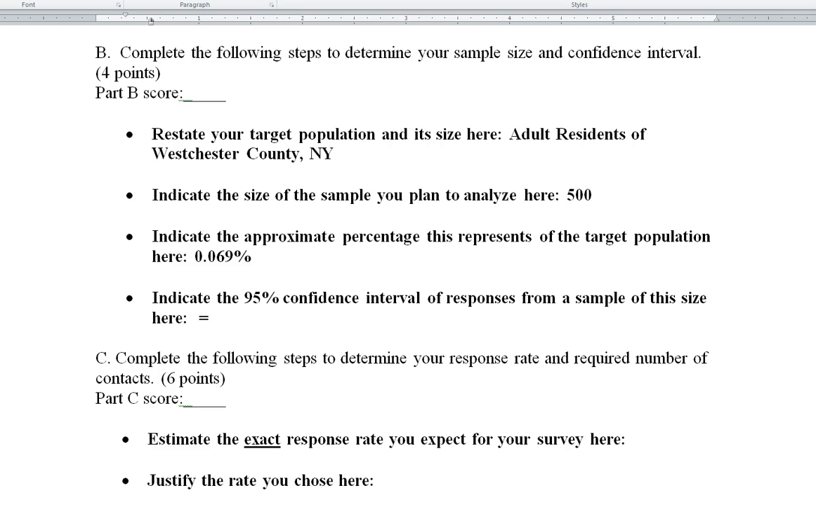We're going to put plus or minus 4.5%. Now let me just give you a little more background of what actually is going on here.